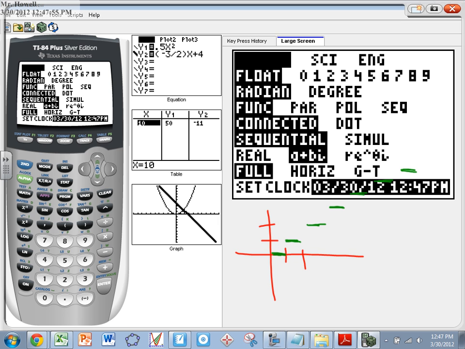It rounds down, no matter how high the interval is. So pick an x value here, here, here, here. That's what an integer function is. And that's probably what that is on the calculator.